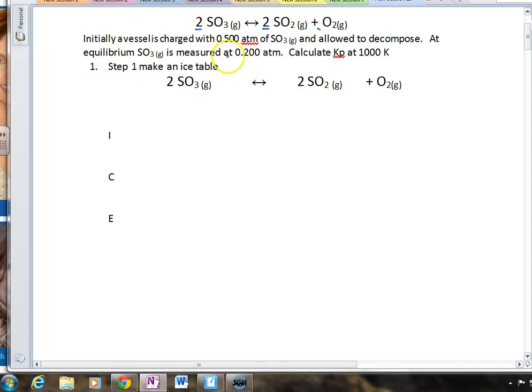We say we initially charge a vessel with 0.5 atmosphere of SO3. There's our initial concentration of SO3, and it's allowed to decompose. So just to make sure we know what's going on here, we're starting off with 0.5 here, and we're letting this reaction go to the right. And so that means the concentration of SO2 is going to be increasing, and the concentration of O2 will also be increasing, and then the concentration of SO3 will be decreasing.